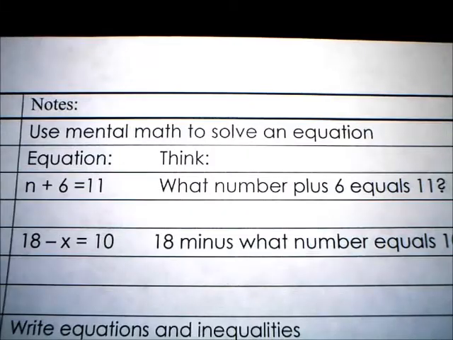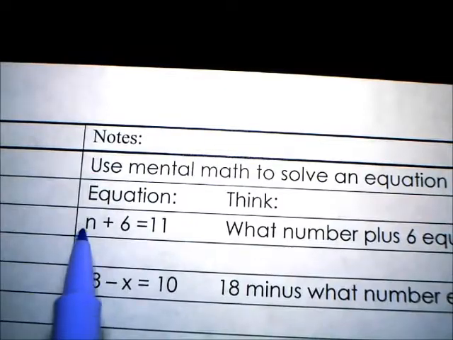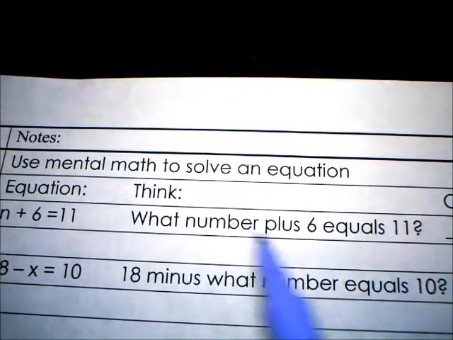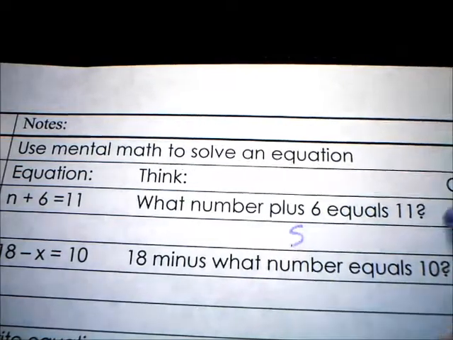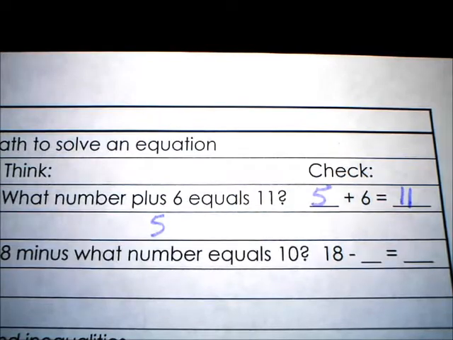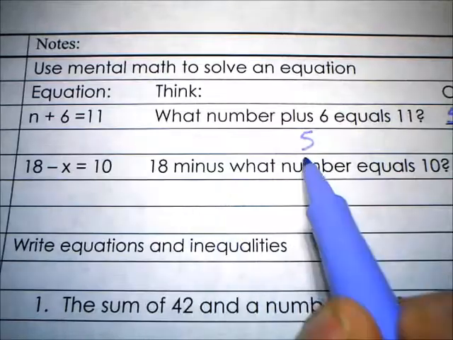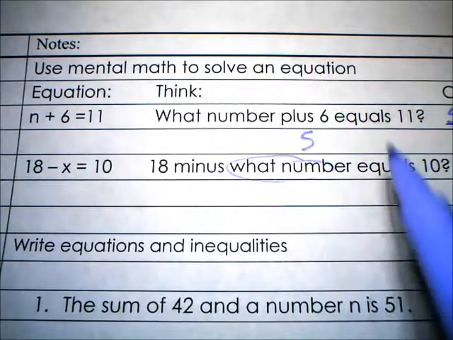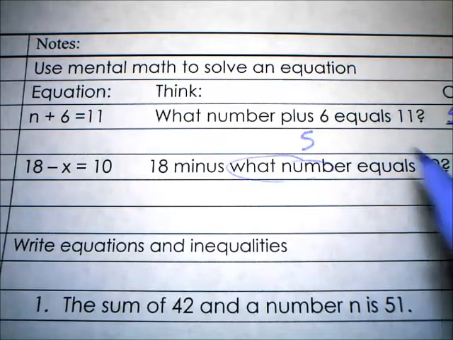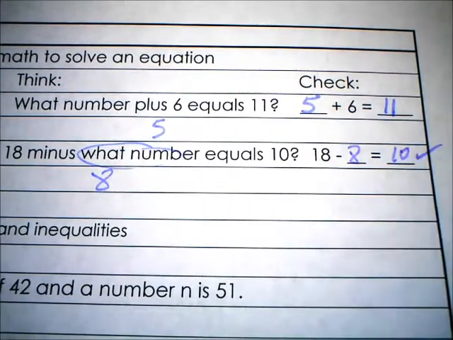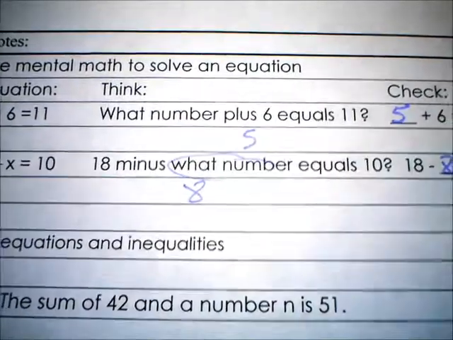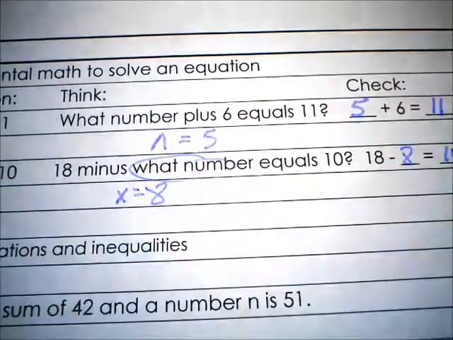Okay. If I go to example 3, it wants us to use a little bit of mental math to solve these problems. And it says, okay, if we have x plus 6 equals 11, then what you should be thinking is, what number plus 6 should equal 11? Well, 11 minus 6 is 5, so it's like 5 plus 6 is 11. On the second one, we have 18 minus x equals 10. So what you're thinking is 18 minus what number equals 10? Well, 18 is exactly 8 above 10, so that means that this x must be 8. So if I check it, 18 minus 8 is 10, and that works. So to write my problem, n equals 5 and x equals 8.